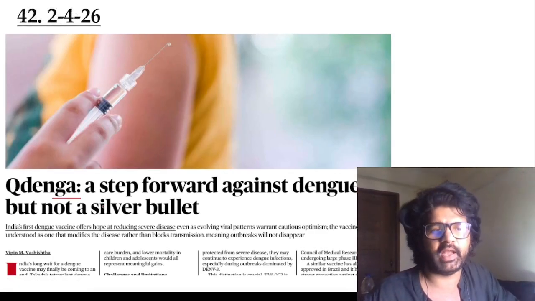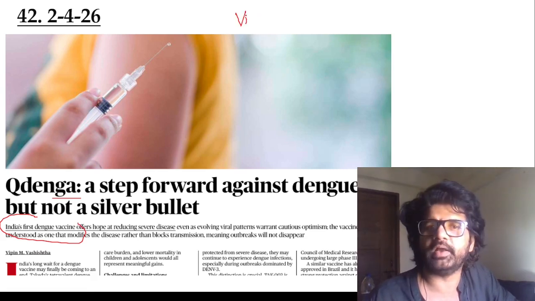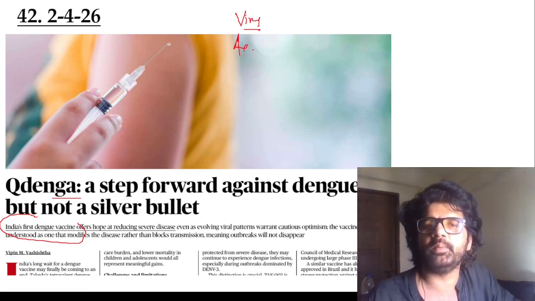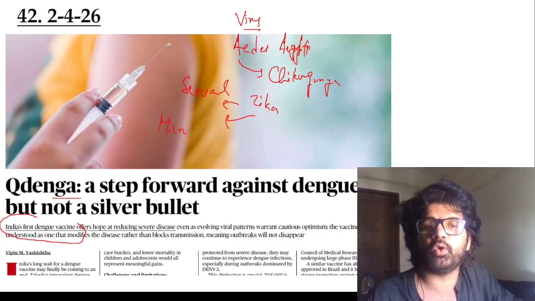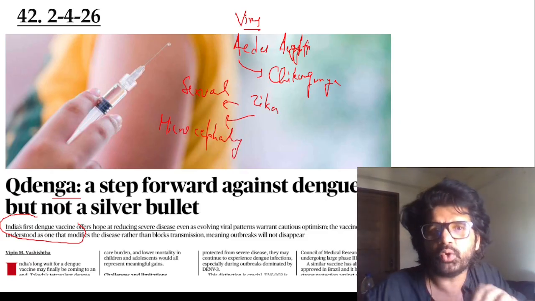42nd article, Qdenga. So first, India's first dengue vaccine. Dengue virus causes it. Aedes aegypti mosquito is associated with it. This Aedes mosquito is also responsible for chikungunya and Zika virus and all. Chikungunya, Zika virus, remember this. Zika virus is also caused by sexual transmission, and this Zika virus also leads to microcephaly in small kids. In microcephaly, kids have smaller heads and all.